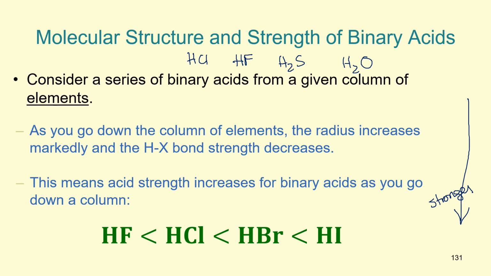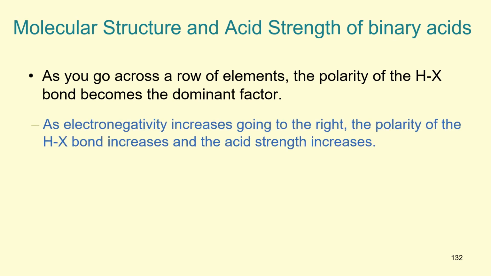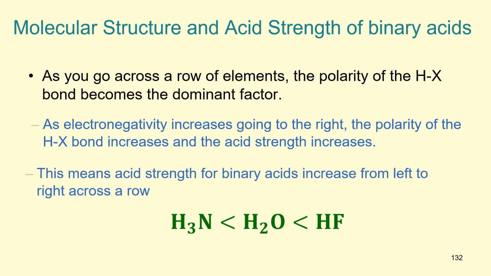So it's kind of opposite what you might imagine, because polarity is the opposite. Polarity gets stronger as you go up, but acid strength gets stronger as you go down because of size. That's the most important thing. Now, as you go across the row of elements, polarity becomes the dominant factor. So as you go to the right, acid strength increases.